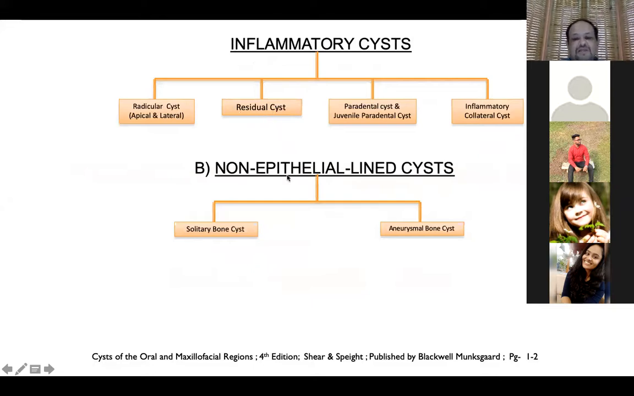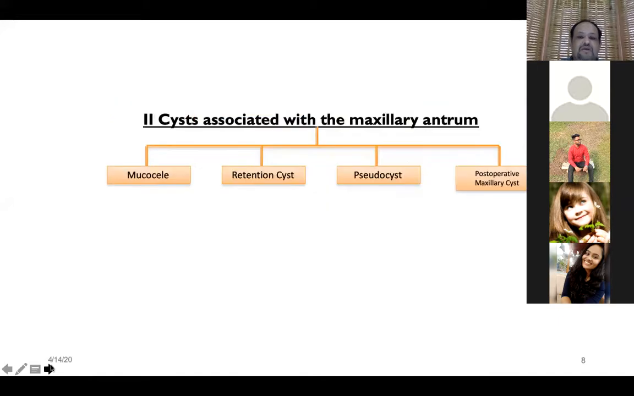The non-epithelial lined cysts are the solitary bone cyst or the aneurysmal bone cyst. The solitary bone cyst is nothing but a developmental defect. Now, when we talk about the cysts of the maxillary antrum, you have the mucocele, the retention cyst, the pseudocyst, and the post-operative maxillary cyst.